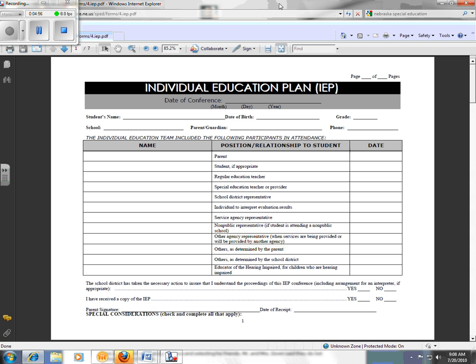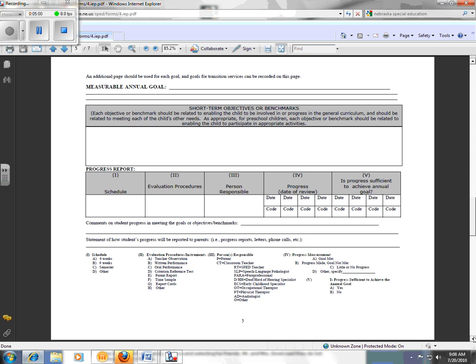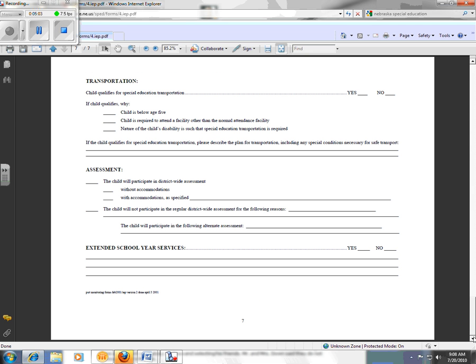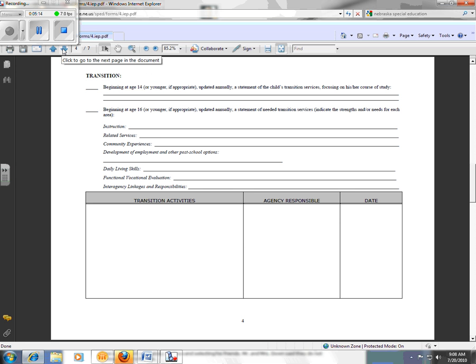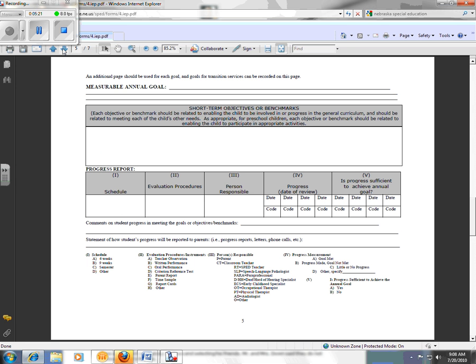Look at these forms. This is the page. There's the performance page that you would normally use. The transition page if the child is 16 or over, not in this case. Here are your goal pages. This is where one annual goal would go. This is where the short-term benchmarks would go.